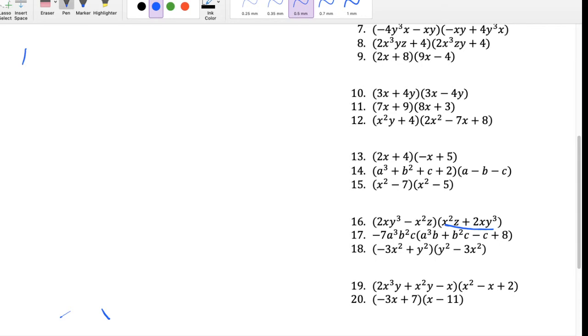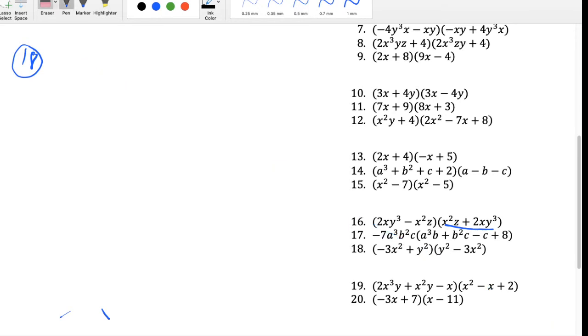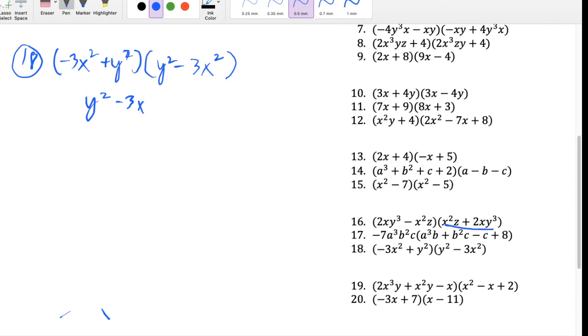For number 18, you have negative 3x squared plus y squared times y squared minus 3x squared. Okay. So, meron tayo dito, dalawang binomial na pareho lang. Okay, if we rearrange this, ganito lang rin yung mukha niyan. We have y squared minus 3x squared squared, okay? Equal lang yan sila.